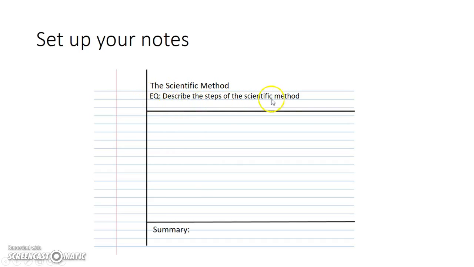So you want to put that right underneath the title. And it's okay to write EQ or essential question, describe the steps of the scientific method. That's going to be important later.